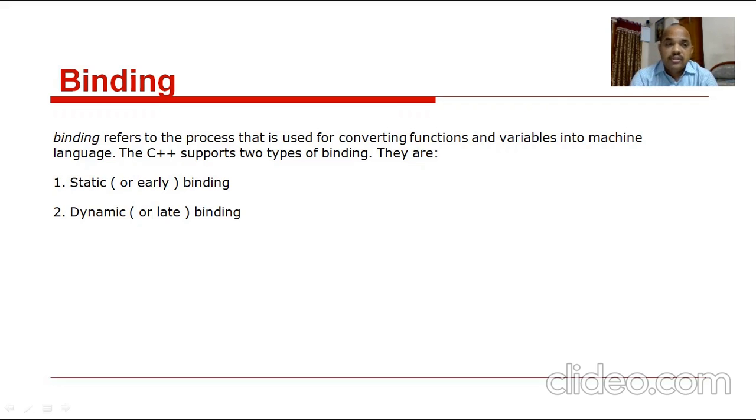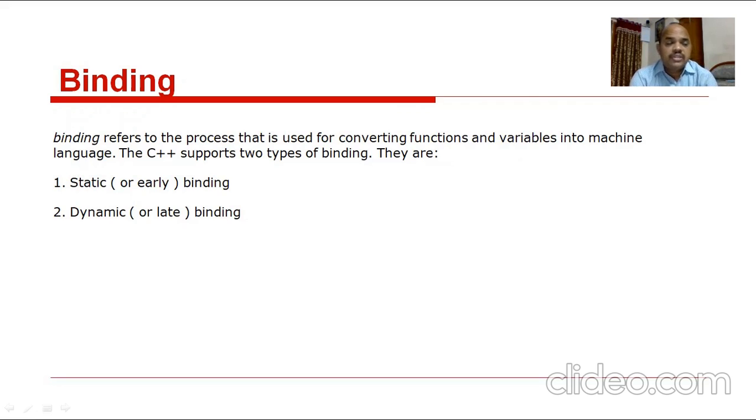Clear? So then each line of code in our high level language, that is the user language code, is converted into machine language. So this is an online bit. Remember all of you. So simply, what is binding? Binding refers to the process that is used for converting functions and variables into machine language.